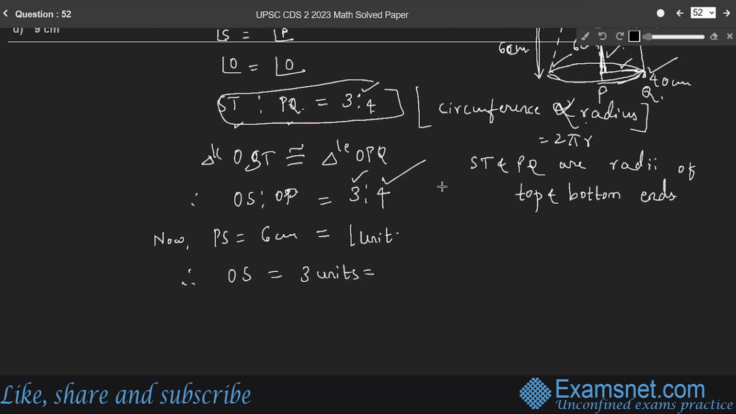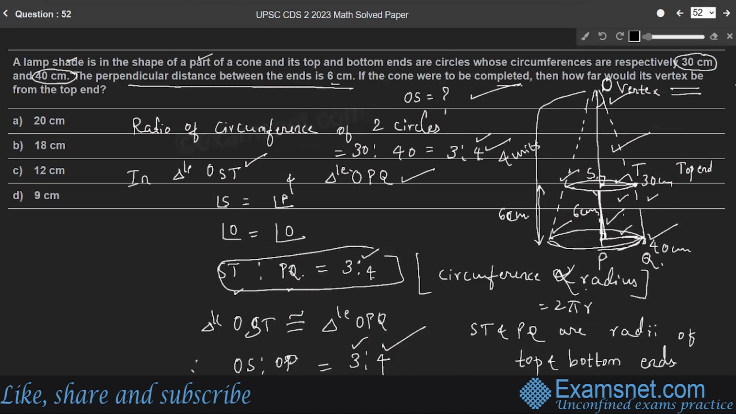1 unit is 6 centimeter. 6 into 3, 18 centimeter is the distance of the top end from the vertex. Therefore, 18 centimeter, option B, is the right answer.